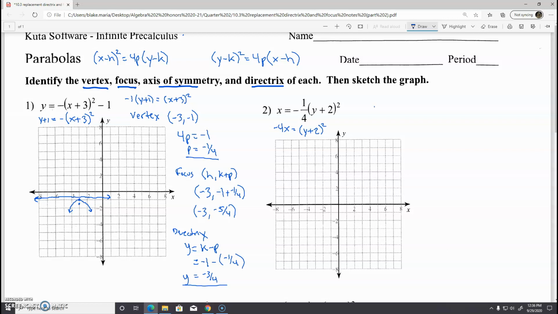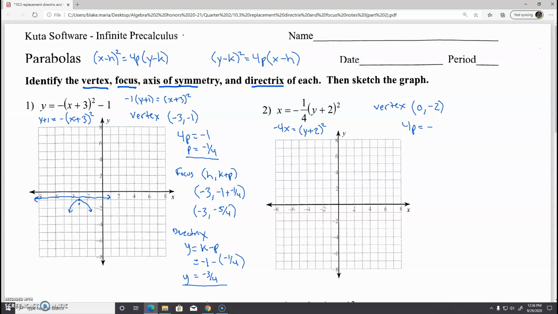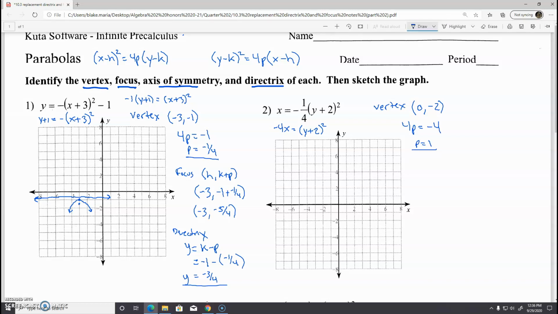We're going to pull out the information we need. We need a vertex. Remember, that's your h and your k. For x, I don't see anything here, so x minus h is x minus 0, and y minus negative 2. There's our vertex. Now again, you have to get that p-value. P is whatever's with your x in this case. So we have 4p, and in this case we have negative 4. Divide both sides by 4, p equals negative 1.